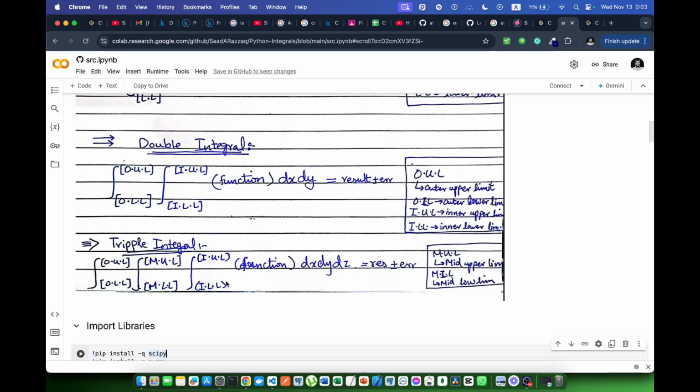The third one is called a triple integral. In this we have three integrations being performed on a function. The most outer one is called outer upper limit and outer lower limit integral. The middle one is called MUL or MLL, which is known as middle upper limit as well as middle lower limit integral. And then there is an inner integral right here with an inner upper limit and an inner lower limit. There's always a function on which all these integrations are going to apply.